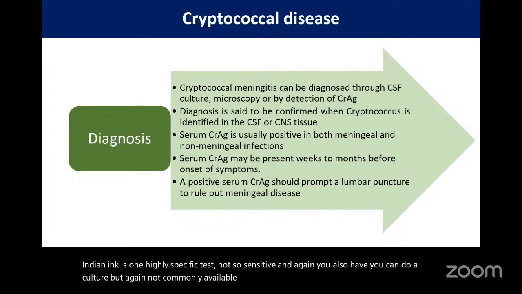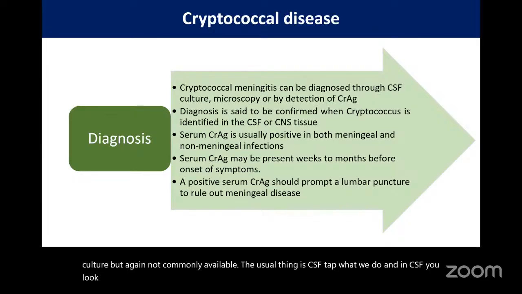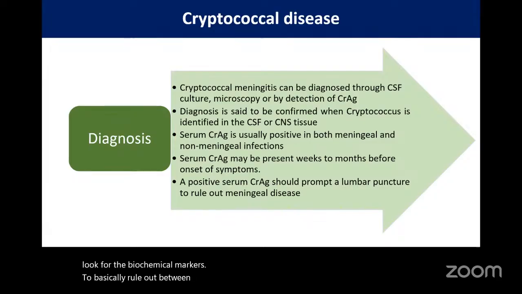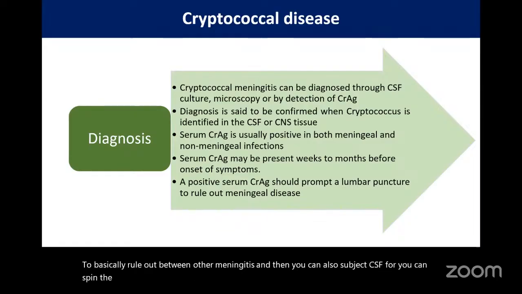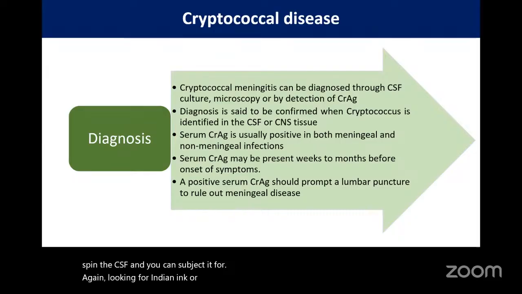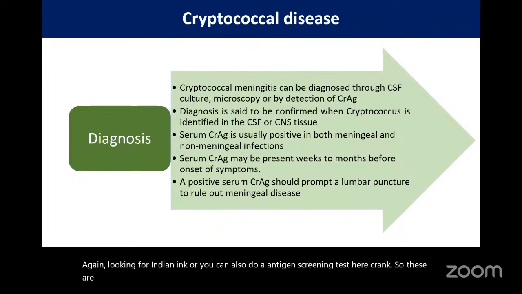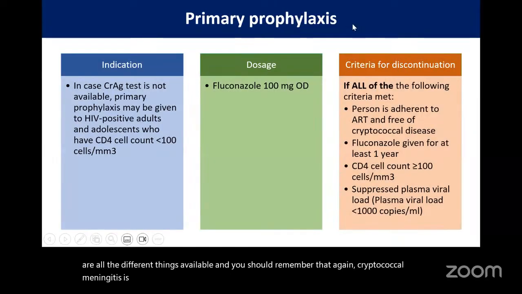The usual thing is a CSF tap, what we do. And in CSF, you look for the biochemical markers to basically rule out other meningitis. And then you can spin the CSF and subject it to Indian ink, or you can also do an antigen screening test here, CRAG. So these are all the different things available. And you should remember that cryptococcal meningitis is very recurrent. Now, why is it recurrent? This is what I want you all to see.